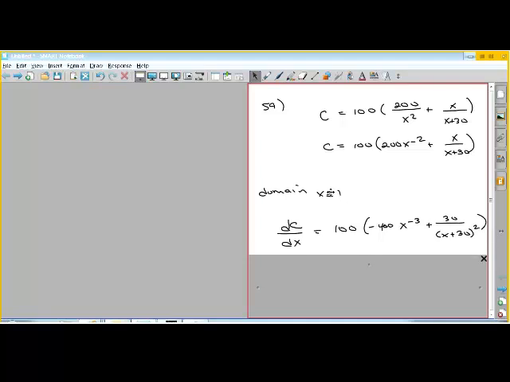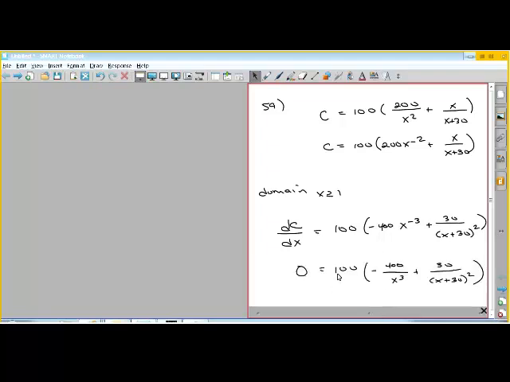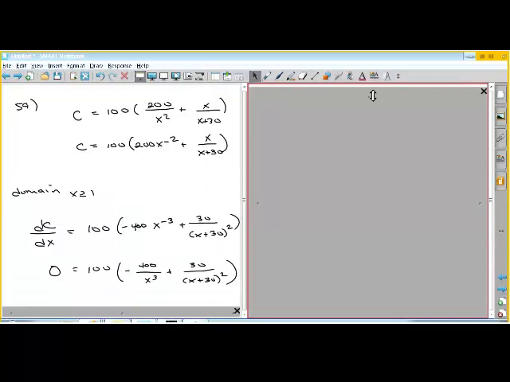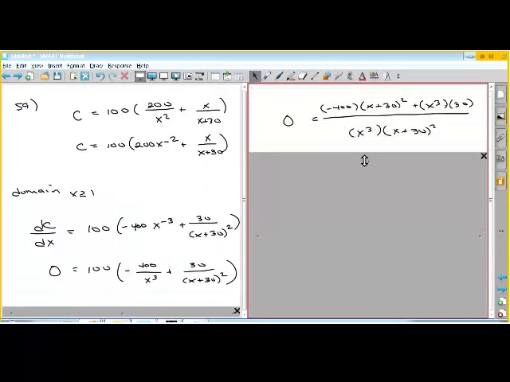Our domain is given the problem that x has to be greater than 1. We have to at least make 1, and we can't make negative units. So you set that equal to 0, first derivative equal to 0. And you see I can get rid of the 100 by dividing by 100 on both sides. Then what I do is I find a common denominator, so I just cross multiply these two. So you get negative 400 times x squared, x plus 30 quantity squared, and x cubed times 30, and then you divide by the product of those two.